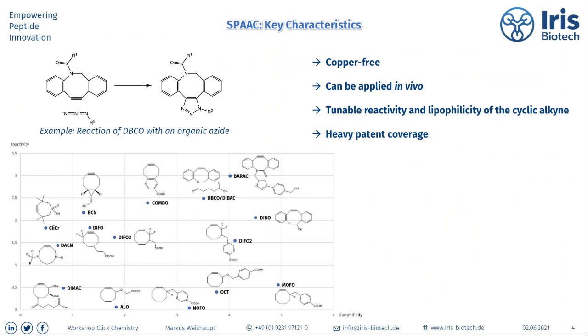The second generation is the strain-promoted azide alkyne cycloaddition, meaning the reaction of an organic azide with a strained cyclic alkyne. This reaction, in contrast to the classical version, is copper-free, meaning it can be applied in vivo. A nice thing about this variant is the tunable reactivity and lipophilicity of the cyclic alkyne. You can see a collection of available or known cyclic alkynes in this graph here in the lower left-hand corner of the screen. However, one must also note the heavy patent coverage of this class of compounds.